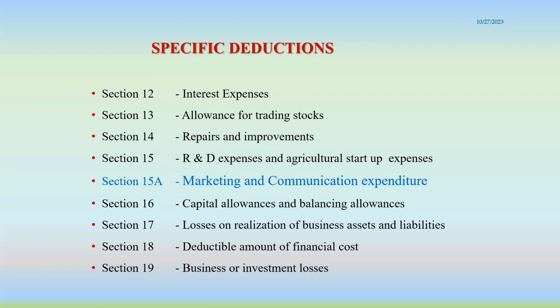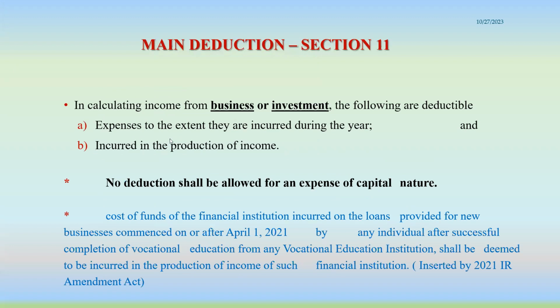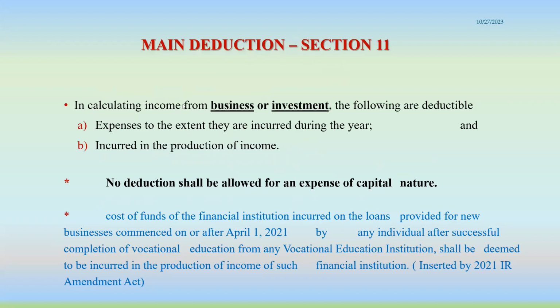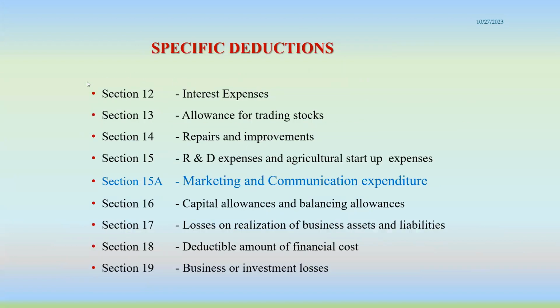Now more than one rule applies. If we incur the interest expense to earn income, either we can deduct that interest expense under section 11 or under section 12. But under section 11, we can't deduct interest expenses because we have a specific deduction rule under section 12. Right? This is what it says. Now here, for another example.